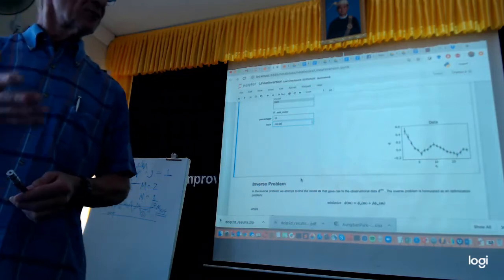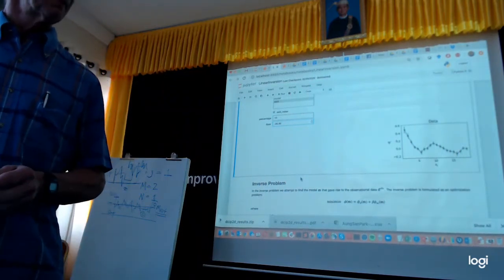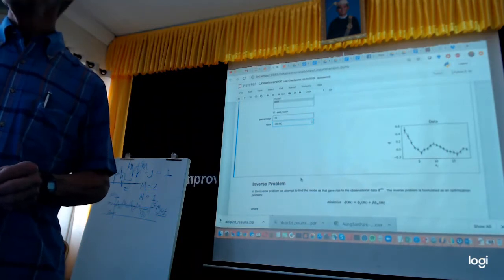So the floor is your estimation of the background noise. Background noise level, yeah.